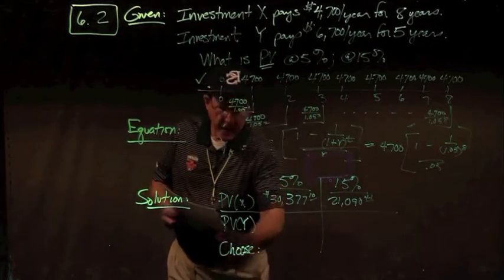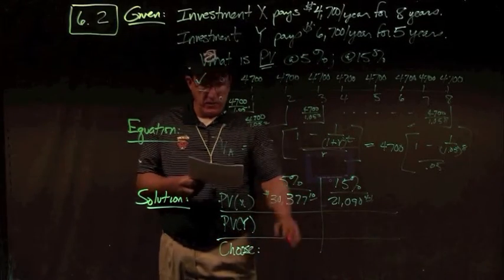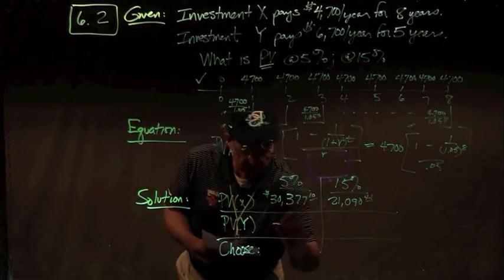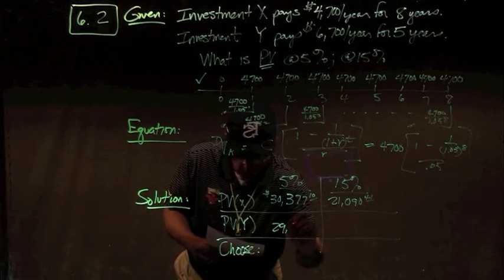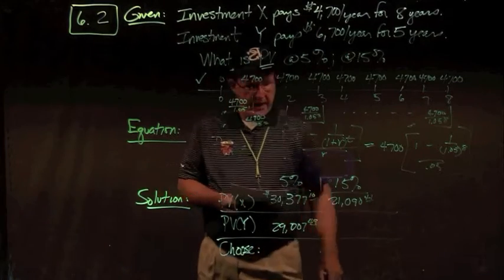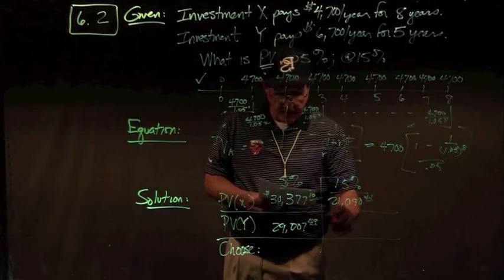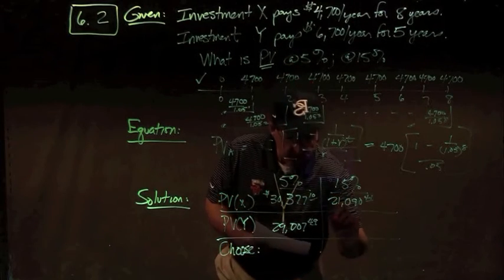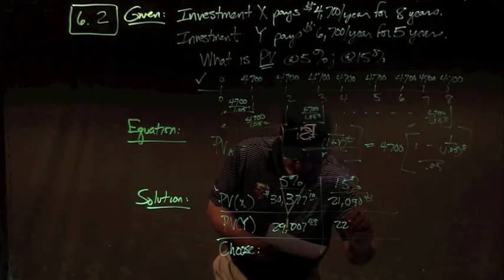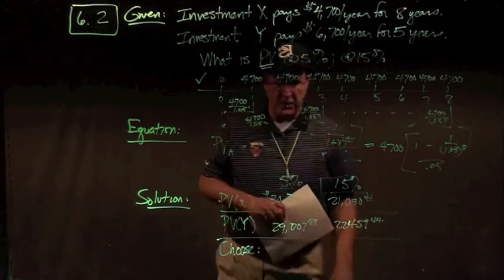For investment Y, which is $6,700 a year for 5 years, discounted at 5%, I get $29,007.49. And discounting the $6,700 a year for 5 years at 15% gives me $22,459.44. So which one do I choose?